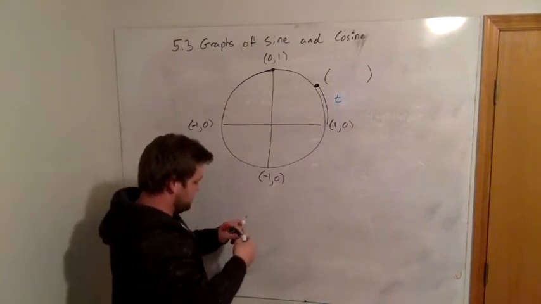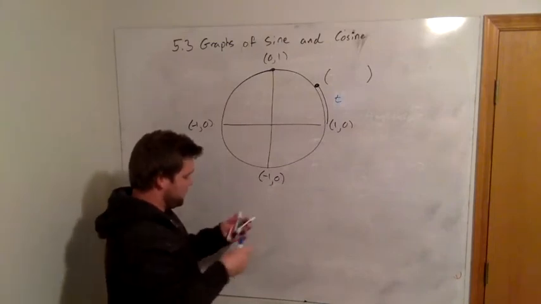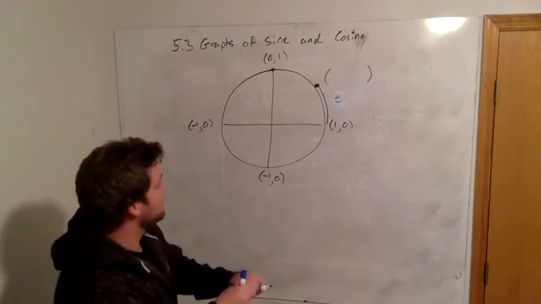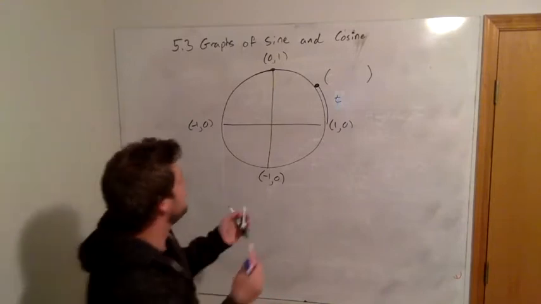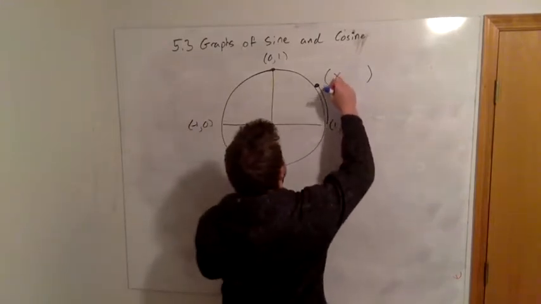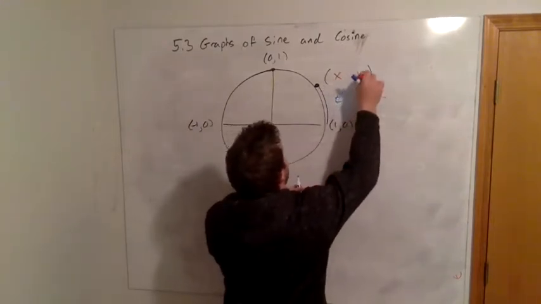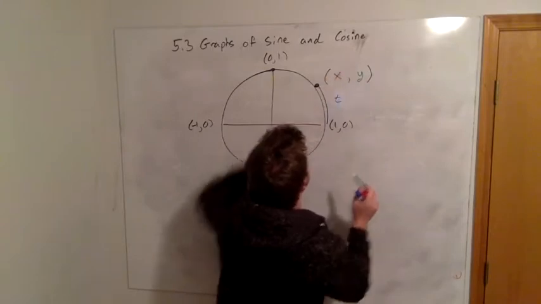I'm going to use lots of colors. Let me organize my pens a little better. Okay. So what we want to know is the x and the y coordinates on the unit circle.